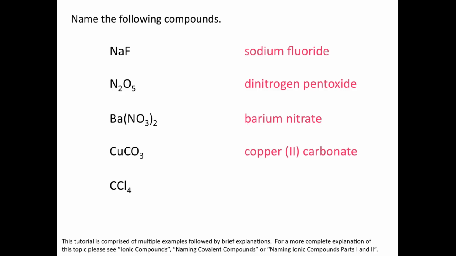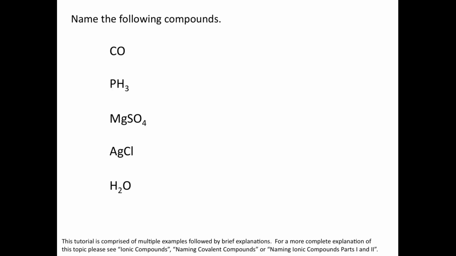Last example on this page, I have carbon and chlorine. Both of those are nonmetals, so I need to use my prefixes in my name. This would be carbon tetrachloride. Remember, when you're naming covalent compounds, everything gets a prefix unless there is only one atom of your first element. Okay, let's look at some more examples.